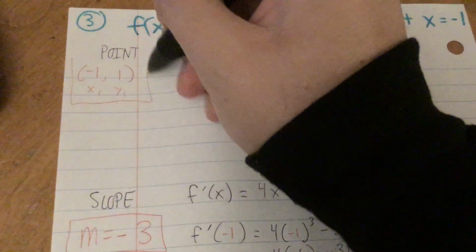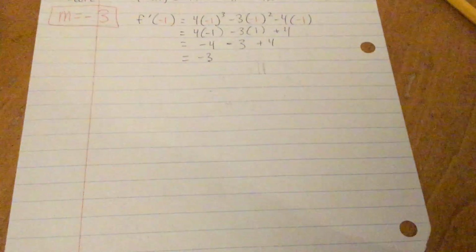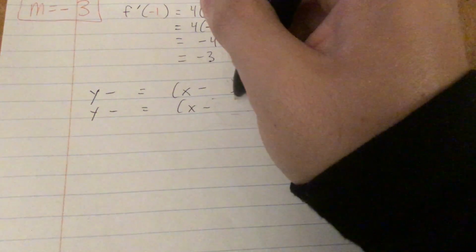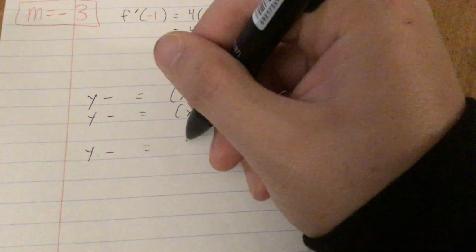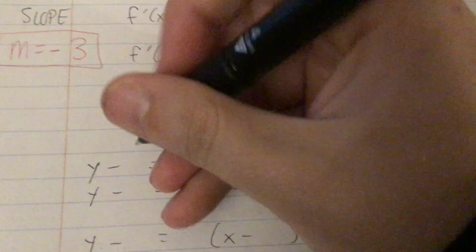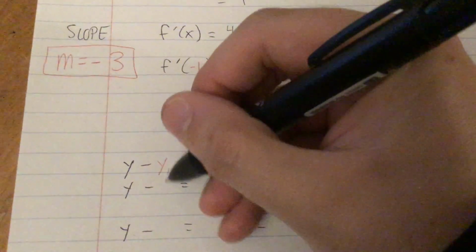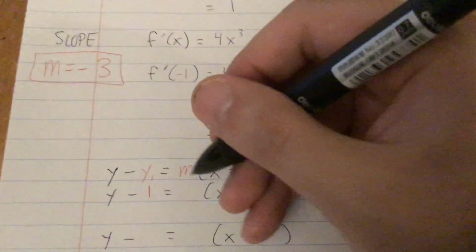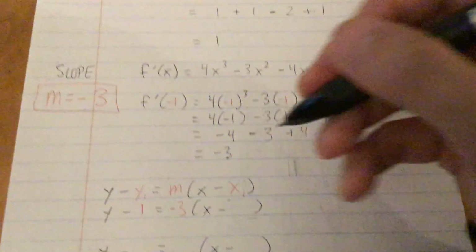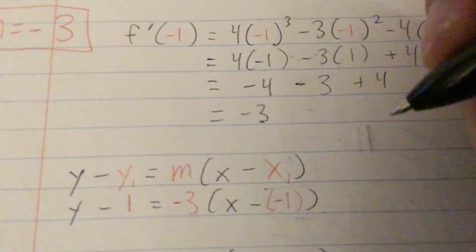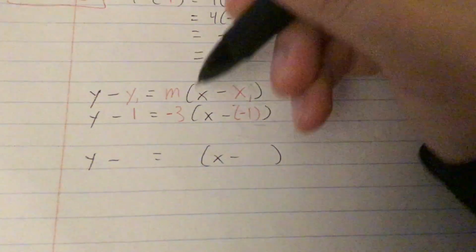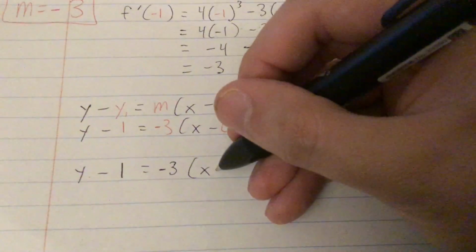So we've got a point, we've got a slope. Let's go point-slope form. Okay, so now we've got y minus y1 equals m times x minus x1. Remember that y1 is 1, m is negative 3, and x1 is negative 1. Are there any double negatives? Yeah, that x minus negative 1, I'm not a fan of it, so that's going to be y minus 1 is equal to negative 3 times x plus 1.